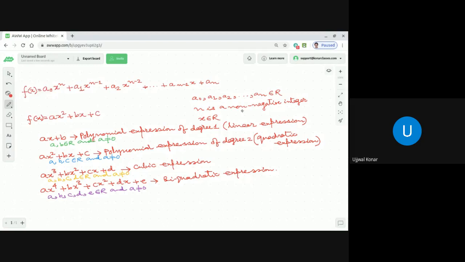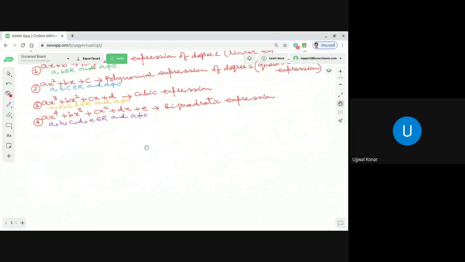Let me give an example. By the way, the first one is a linear polynomial expression, or linear polynomial, or linear expression, used interchangeably. Then the second one was a quadratic one, the third one is a cubic one, and the fourth one is a biquadratic one. After that, you need not go. Till that is fine. Now, what happened? Suppose we get a polynomial expression. What is a polynomial expression?